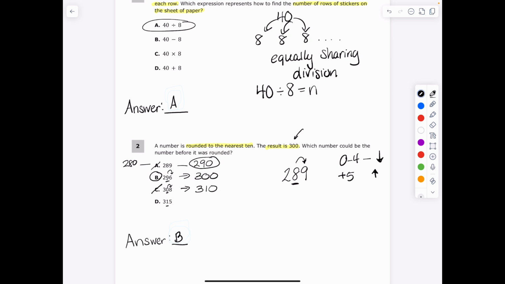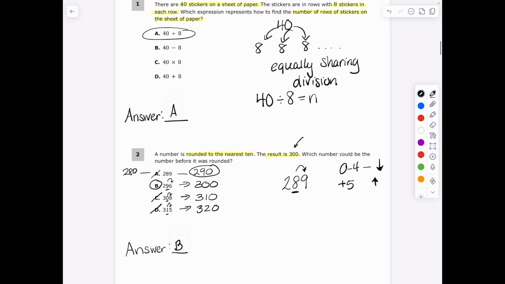And in D, I have a 1. Its buddy is a 5. So it's 5 or more, up to the sky. So I'm going to round up to 220. So B is the correct answer. All right, hit pause and jot these two down into your notes.